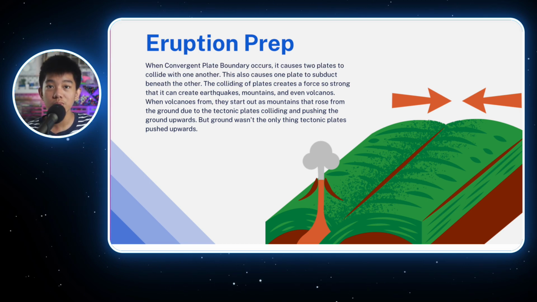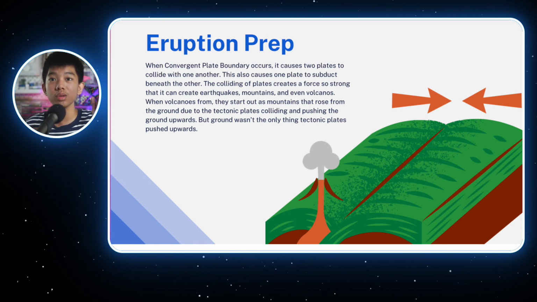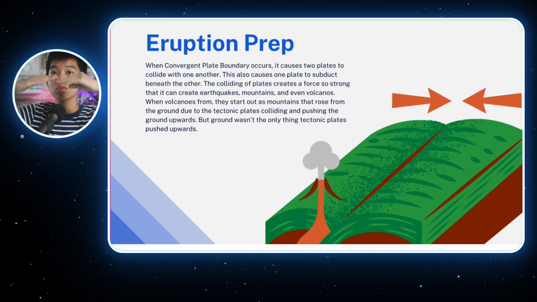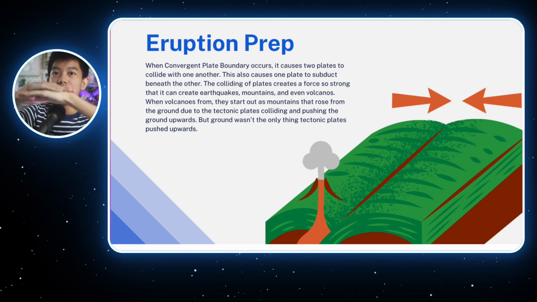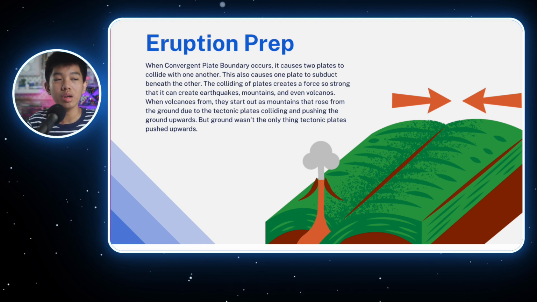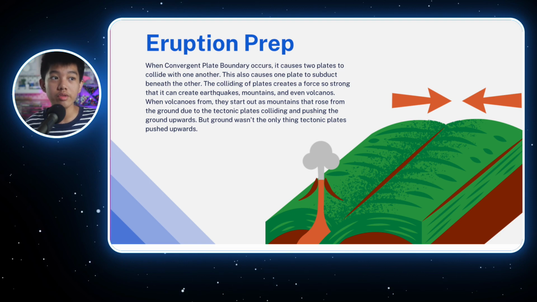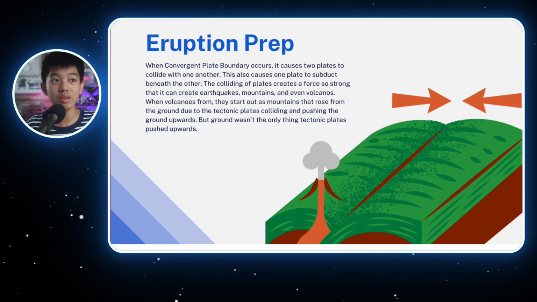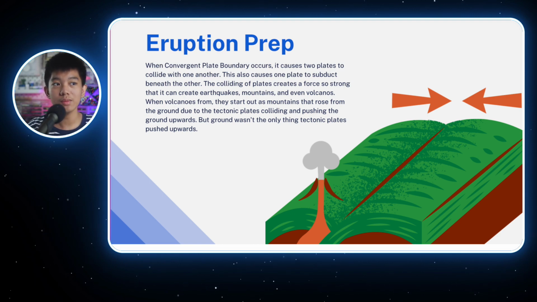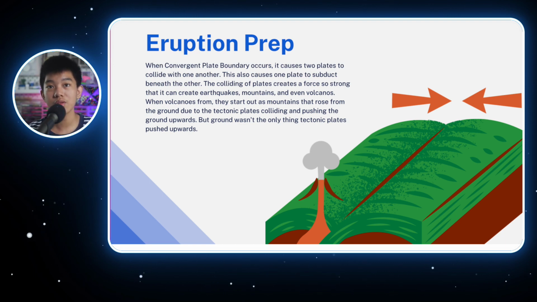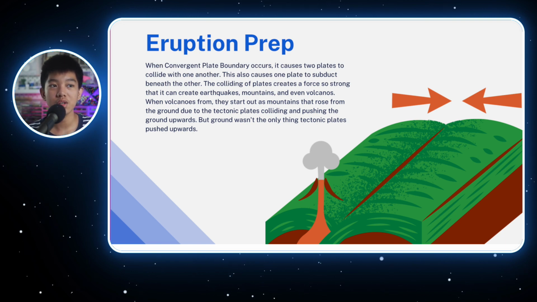So, when a convergent plate boundary occurs, it causes two plates to crash into one another. As they crash into one another, one gets subducted, or goes underneath the other. When this happens, it creates a force so strong that it causes earthquakes. And the earthquakes can sometimes create mountains and even volcanoes, because when volcanoes form, they start out as mountains, which could have started out as ground that was thrust upwards by the converging of plates.